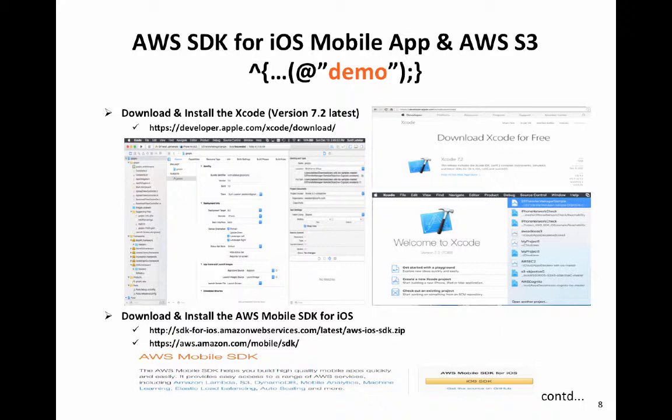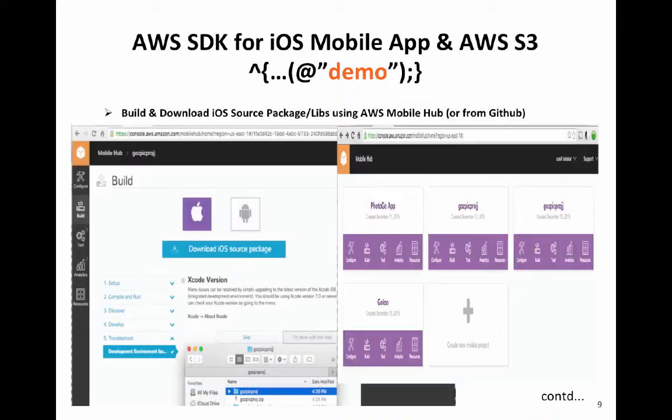Also download and install the AWS Mobile SDK for iOS, which is available from Amazon Web Services. Then I extracted this AWS iOS SDK bundle in the same directory where the project file is located. I built and downloaded iOS source package libraries using AWS Mobile Hub, or we can even use a sample from GitHub. Then I extracted the zip file into my project folder.